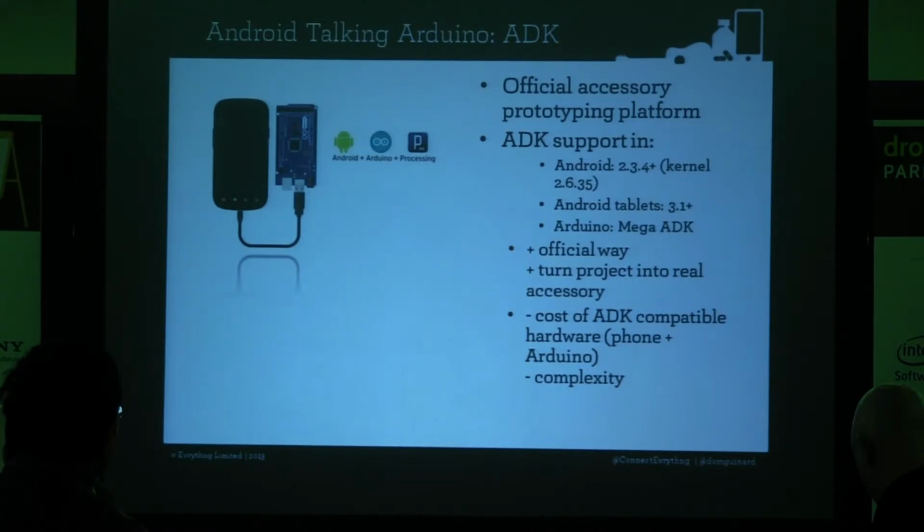So let's start with the ADK. It's the official accessory prototyping platform. It was presented at Google I/O 2011 and was again presented this year with a little revamp. There is ADK support in Android 2.3.4 with a particular kernel though, and Android tablets also support it. And if you want an Arduino device that supports the ADK, you have the Mega ADK. That's the one I have here, which supports it out of the box.